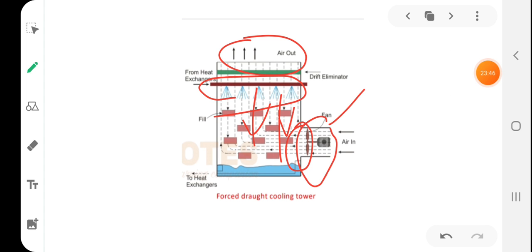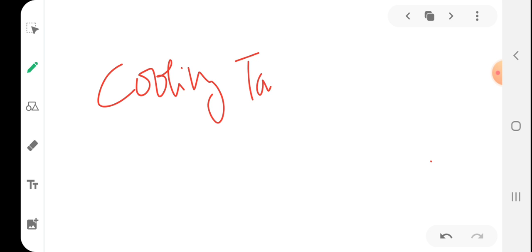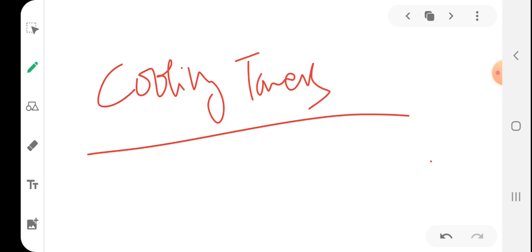So that's all about cooling towers. You have studied cooling towers and their classification. With this we can conclude this session on cooling towers.